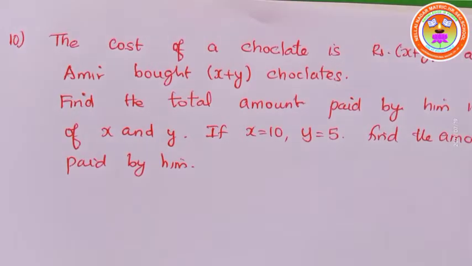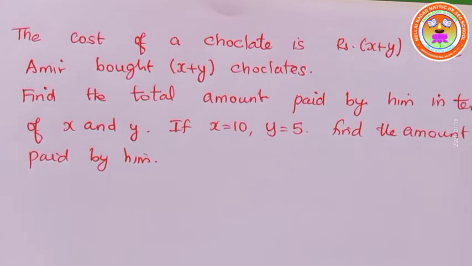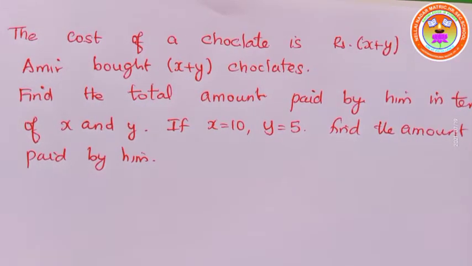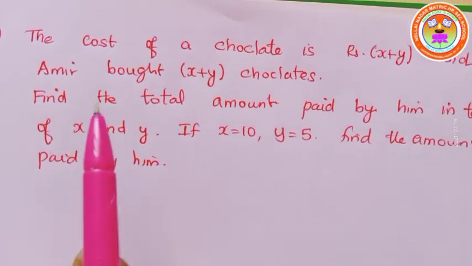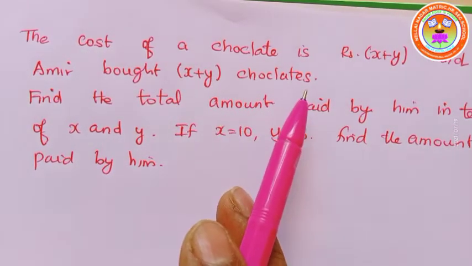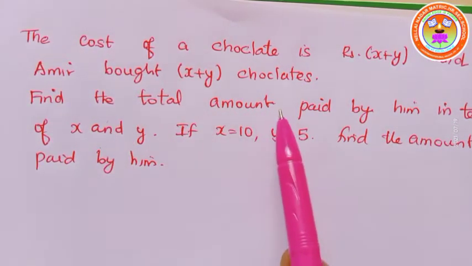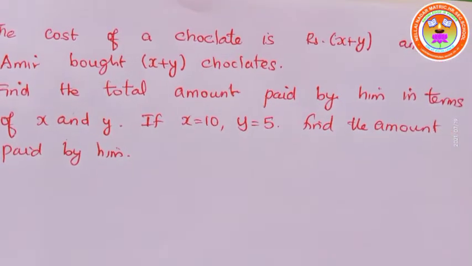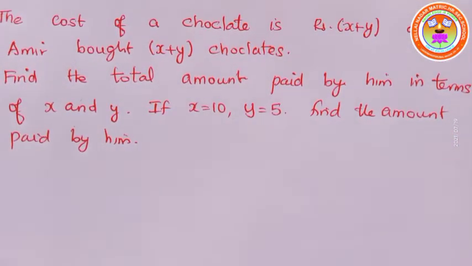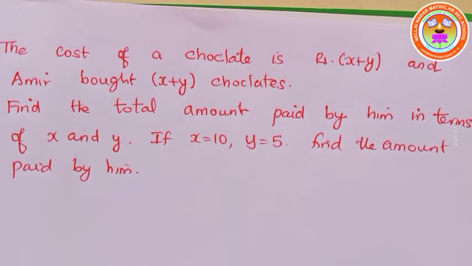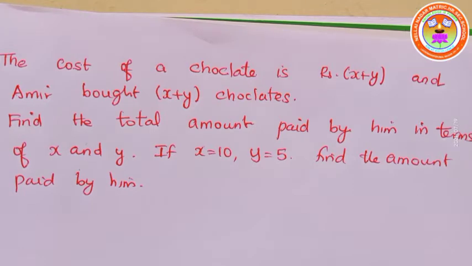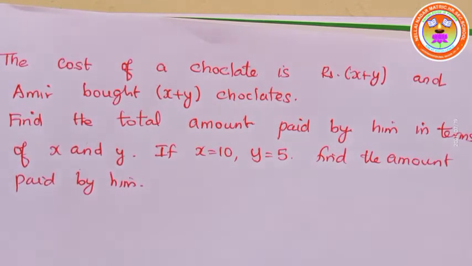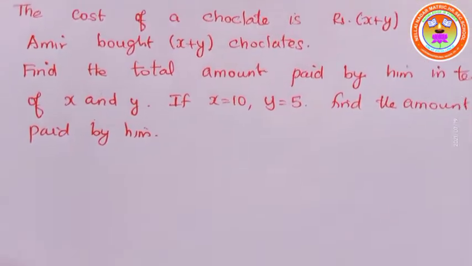Question number 10. The cost of a chocolate is rupees x plus y, and Amit bought x plus y chocolates. Find the total amount paid by him in terms of x and y. If x equals 10, y equals 5, find the amount paid by him. Students, read the question carefully, children. The cost of the chocolate is rupees x plus y.